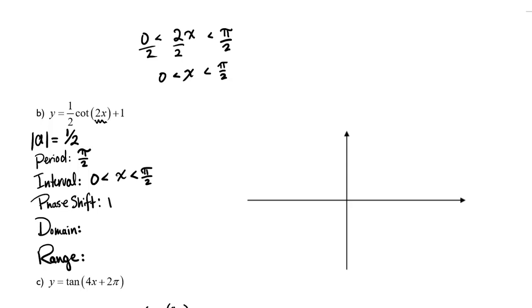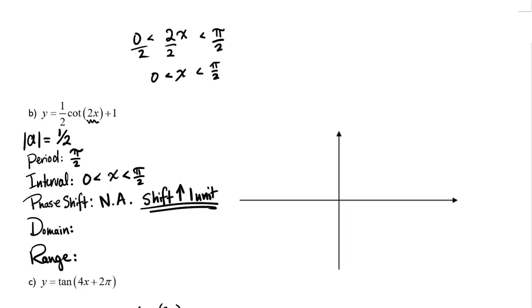The phase shift is not applicable since we haven't been shifted to the left or right, but we are asked to shift up 1 unit. My domain is going to be all real numbers except for x cannot equal n times pi over 2, where n is an element of the integers. And the range is going to be from -infinity to infinity.